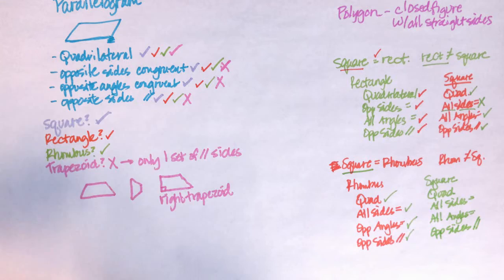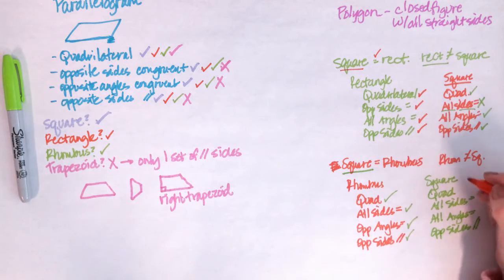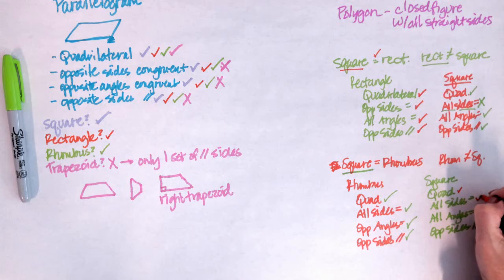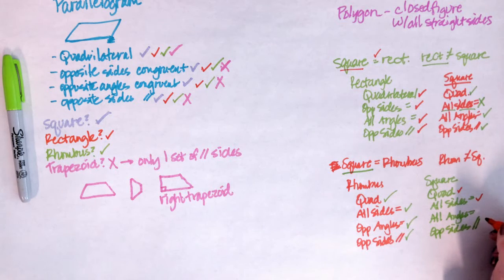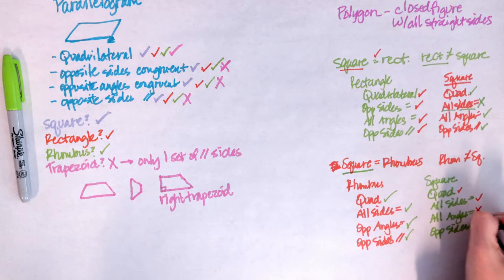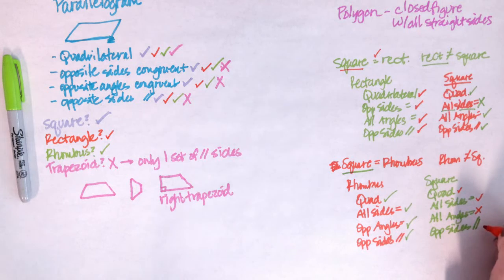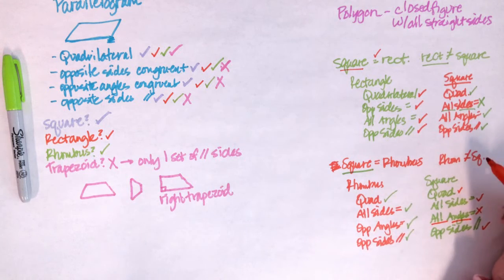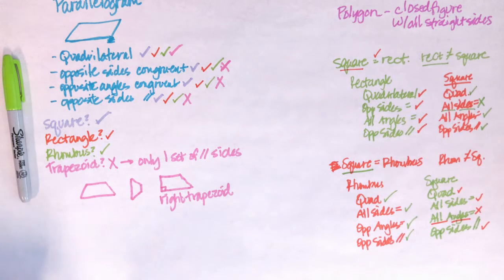So is that true of a rhombus? We know that a rhombus is a quadrilateral. We know that all sides are equal. Are all angles equal? No. Opposite angles are equal. Are opposite sides parallel? Yes. But because all angles are not equal, a rhombus is not a square.